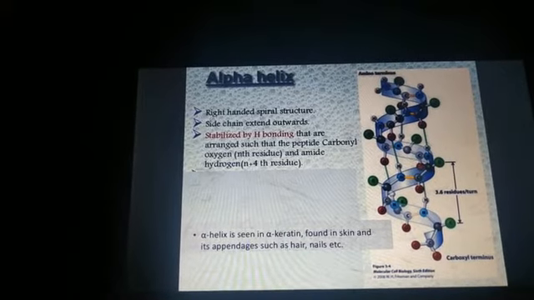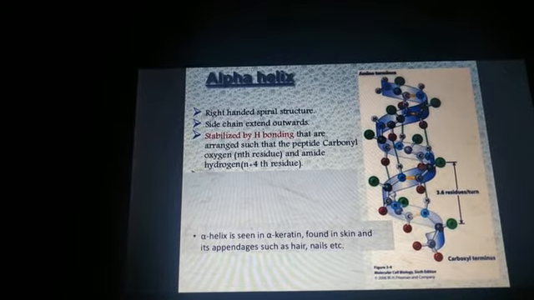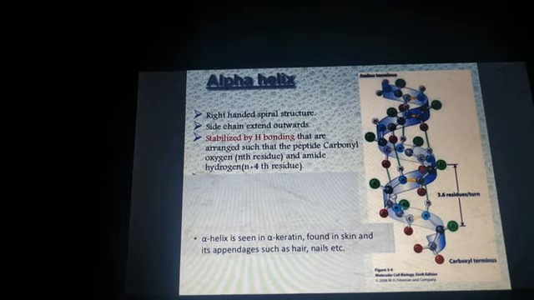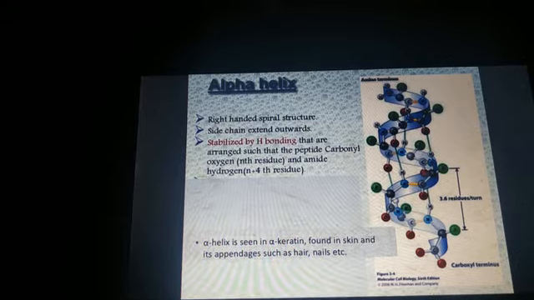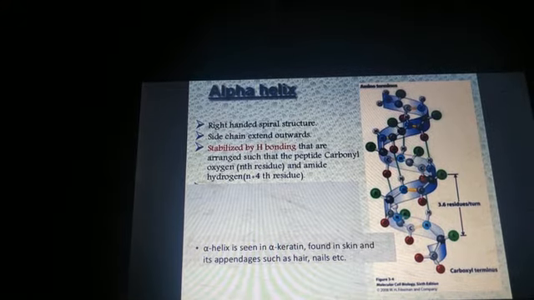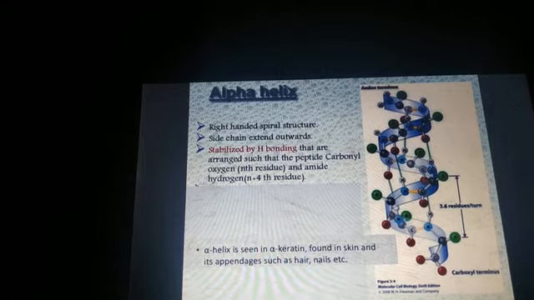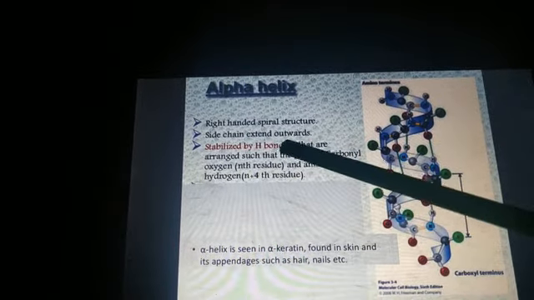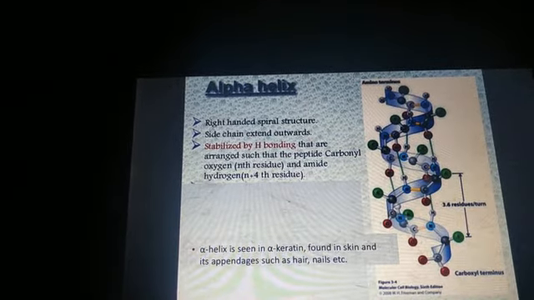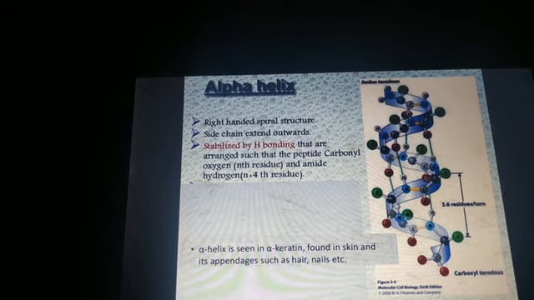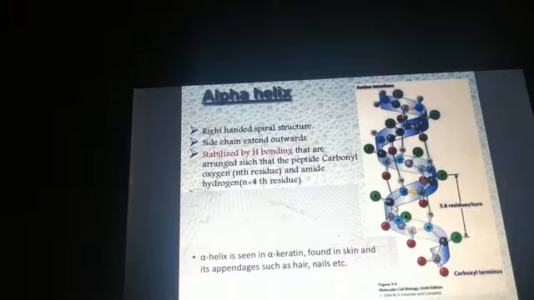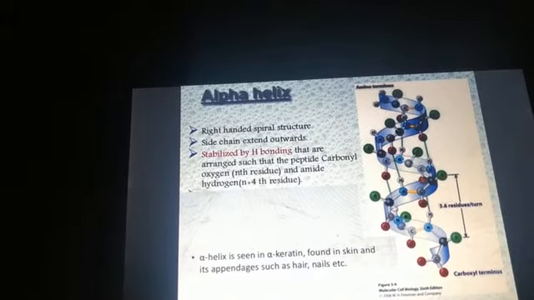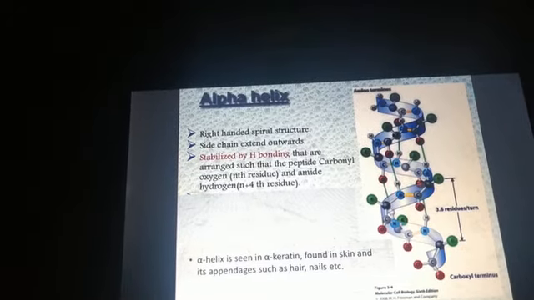So what happens? This alpha helix, as I said, is similar to a spiral or a spring, you can say. Here the amino acids come closer due to the intermolecular hydrogen bond. And in this alpha helix, the carboxyl of one amino acid is bonded to the amino of another amino acid with a hydrogen bond.